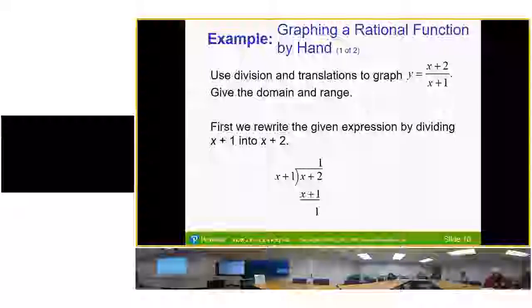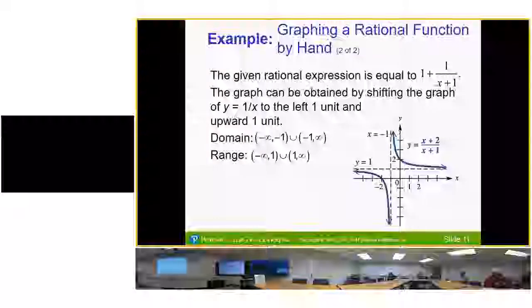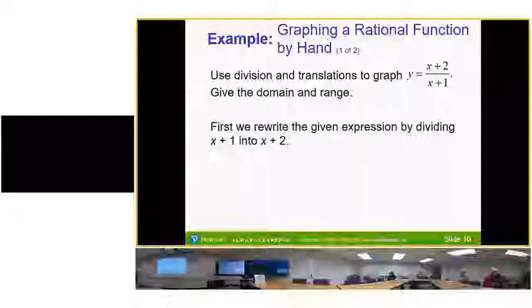Divide x into x plus 2, and you get 1, of course. Now, look what happens. We know that negative 1 is the vertical asymptote. How do we know that? Because what will not work in this function? Negative 1, Hubert, because it will give you 0 in the denominator. That's right, class. So negative 1 is our vertical asymptote.